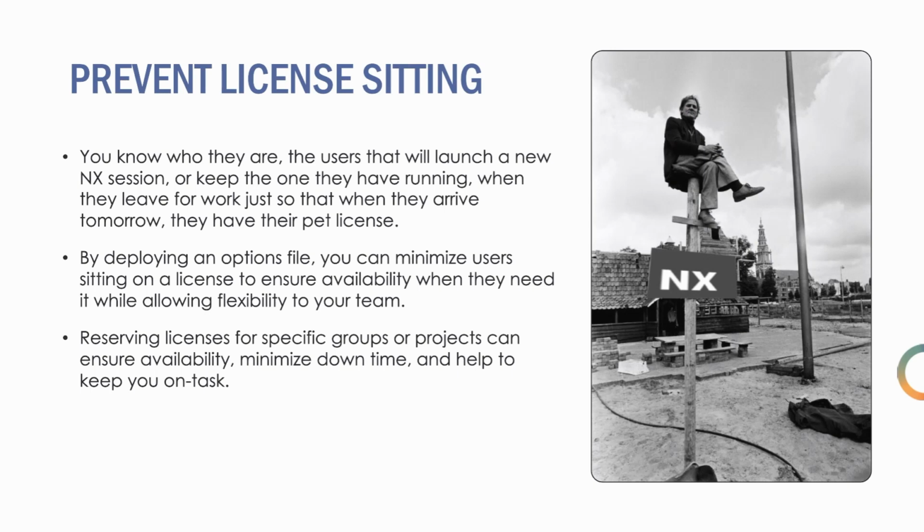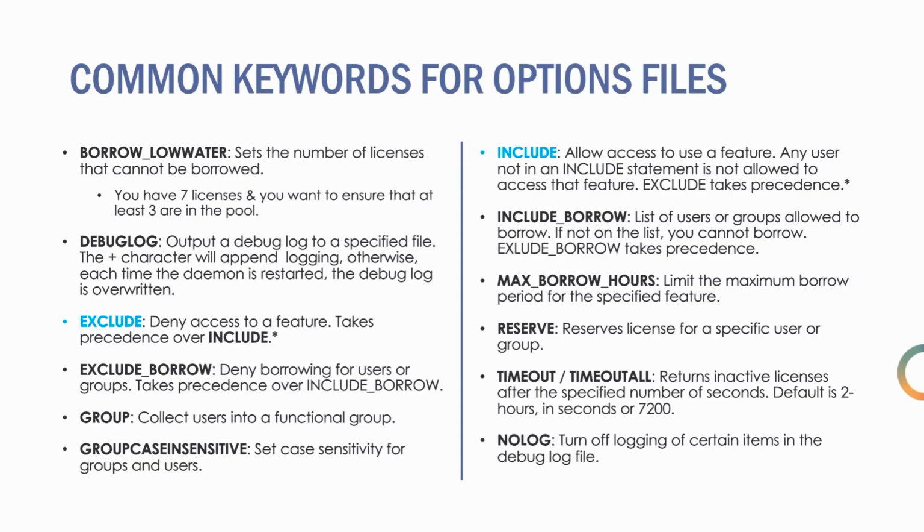But first, why do you want to deploy a license options file? One reason is to prevent people from just sitting on a license. Your license usage reports go out of whack when somebody just sits on a license overnight, so that next morning they come in and they have that license that they want. So by building a license options file, you can distribute the licenses needed to the different groups in your organization.